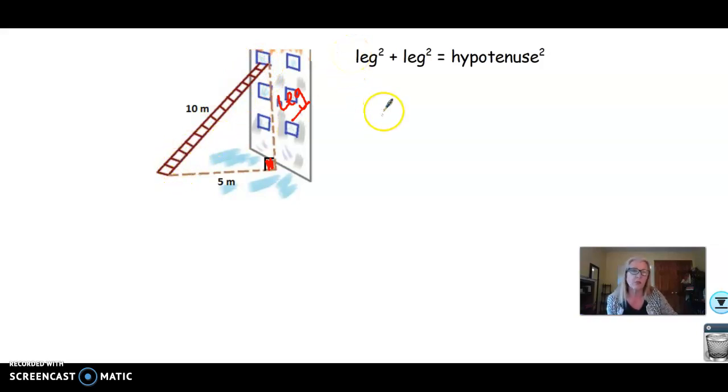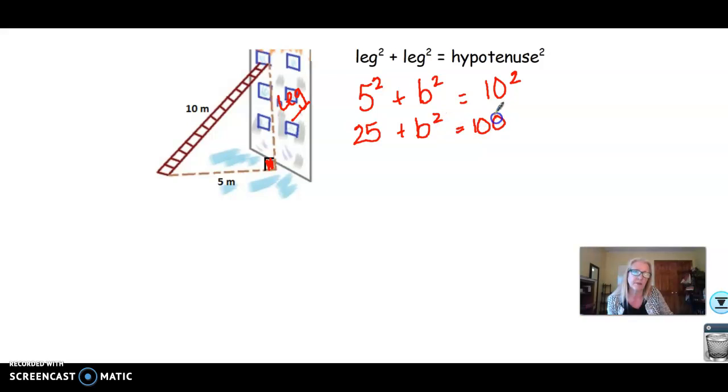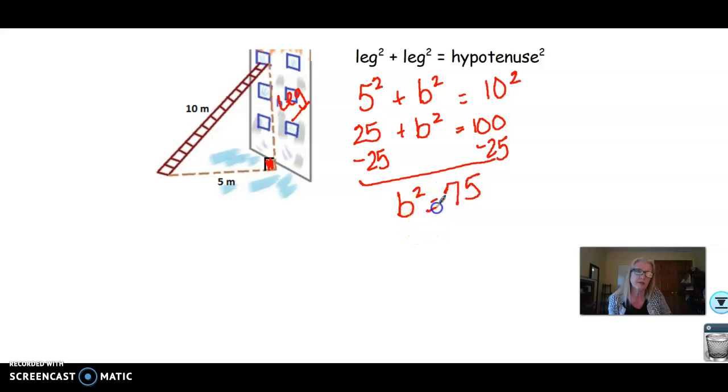So what you do is you go ahead and fill in what you know. I know one leg is 5, so we'll do 5 squared. The other leg, I don't know what it is, so I'm just going to use one of the letters, A or B, doesn't matter which one. And then the hypotenuse is 10 squared. So go ahead and square these two numbers. That gives me 25 plus B squared equals 100. And now we just want to solve for B. So in order to solve for B, we have to get B by itself. What we do is we subtract 25 from both sides, and that at least gets b squared by itself. That's 75.